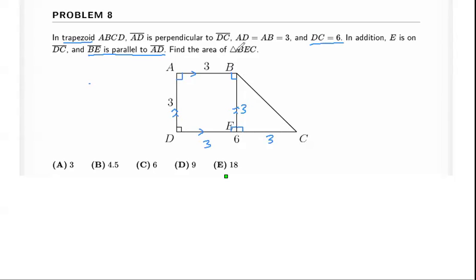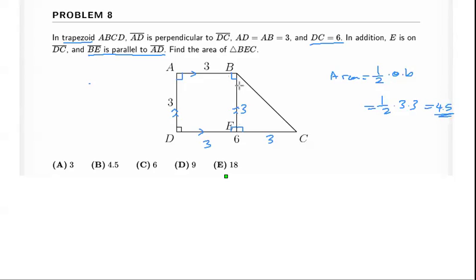Now we want to find the area of BEC. So we want to find this region. This is a right triangle. To find the area of a triangle, we take half of the product of the 2 sides next to the 90 degrees. In this case, this is 3 and this is also 3. So we take 1/2 of the product of those, and that's going to be 4.5.